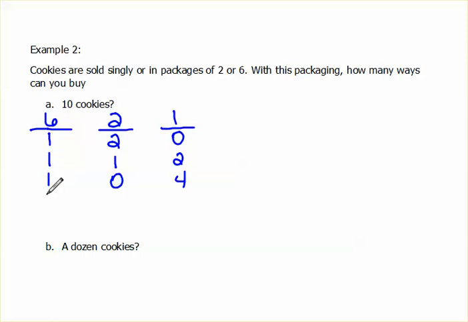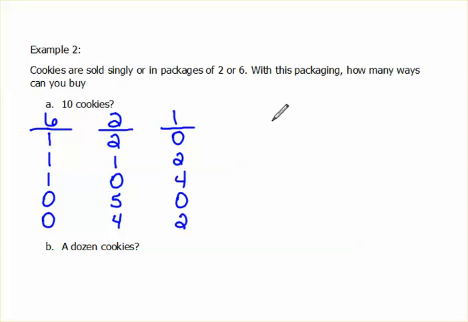So what if I didn't have any packages of 6? What if I had 0 packages of 6? Well, I've still got 10 cookies to account for. I could have 5 groups of 2 cookies. That would be 10, which would leave me no singles. What if I had 0 groups of 6 and only 4 groups of 2? Well, that would be 8 cookies, so I'd have 2 left over for singles.